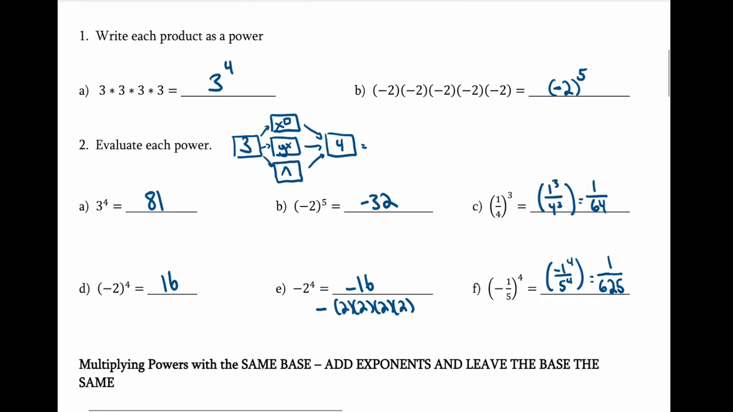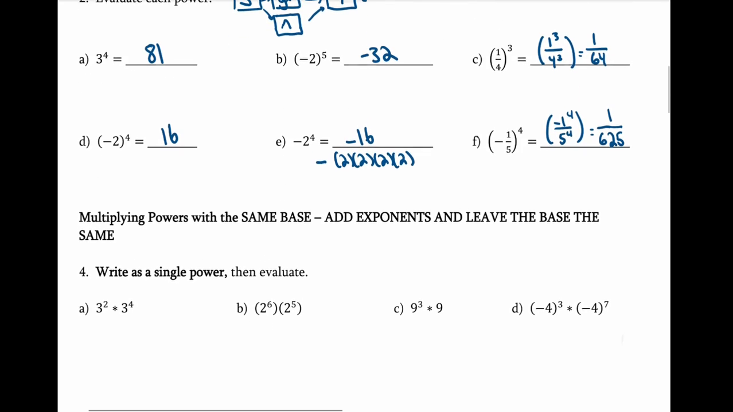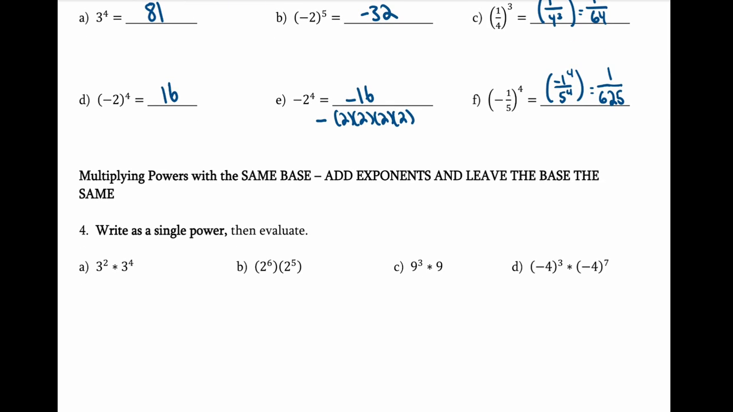What we're going to look at is what happens when we come across some situations. The first one is multiplying powers with the same base. When we multiply powers with the same base, we add exponents and leave the base the same. So what we want to do here is write them as a single power and then evaluate or get an answer.